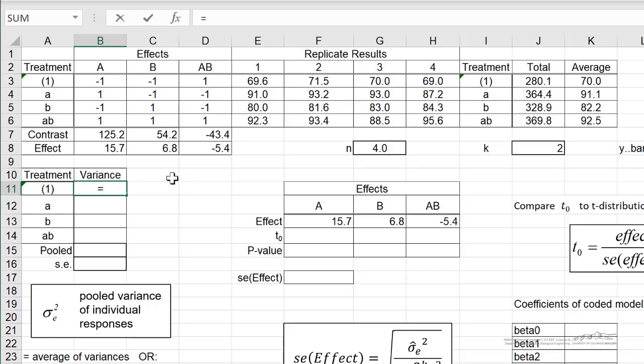This is simply the variance, var.s, of our 4 replicates for when A and B are both at their low levels. I can easily copy this down, and those are the variances for each of the groupings of 4 replicates. The pooled variance, therefore, is just the average of those 4, and you can only do this if the number of replicates for those 4 different treatment groups are the same, which they are. And then we can simply take the square root of that pooled variance to calculate our standard error. I've already named this cell SE for standard error.